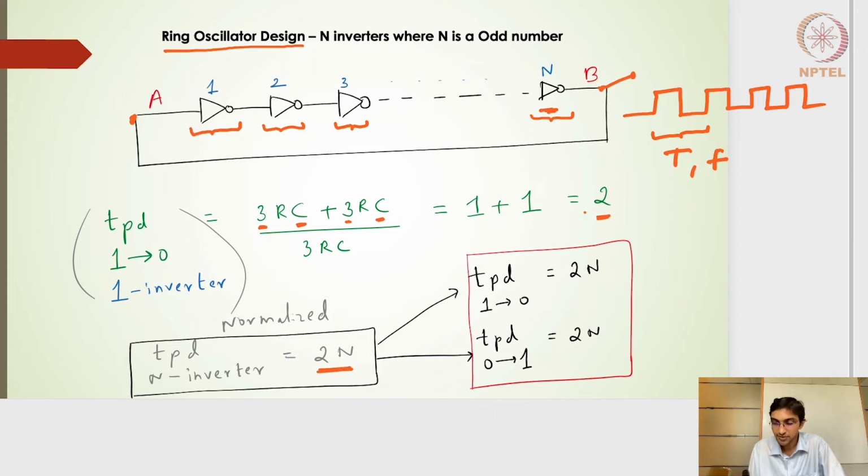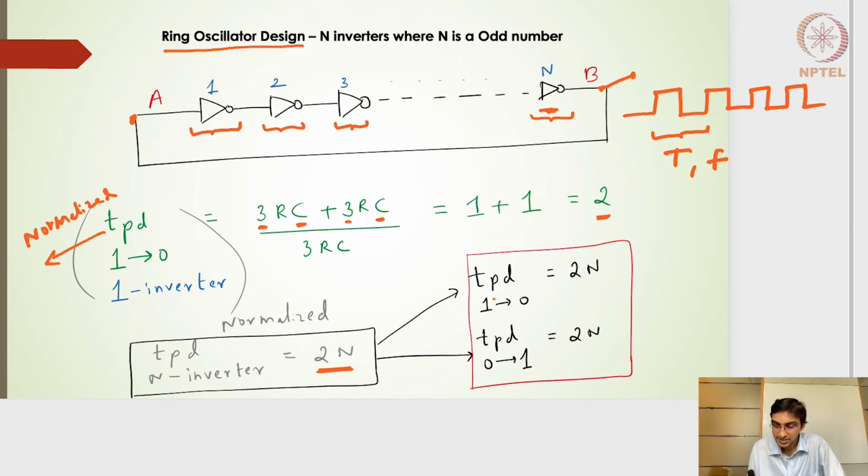Okay, because the delay of one inverter is 2. So the normalized delay for the n inverters, so this is a normalized value. What I have calculated here, the absolute value will always be multiplied by 3RC. So the normalized value of the n inverters will be nothing but 2 into n.